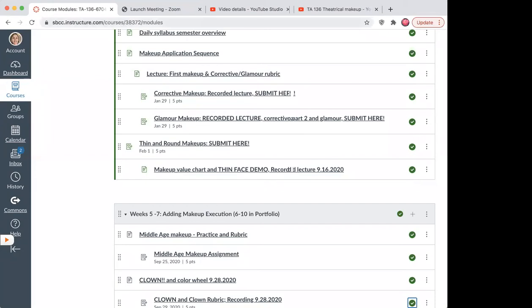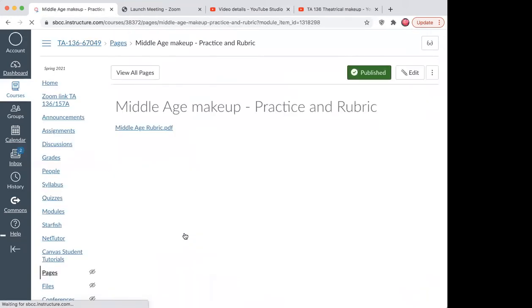And now, starting next week with our middle-aged makeup, we've now wrapped up four makeups that help you get ready with your technique so that you can understand your tools, the makeup that you have in your kit, the brushes, the pencils, the sponges, and you're getting some technique together. So this is the next makeup, and you'll see that when I go on practice and rubric.